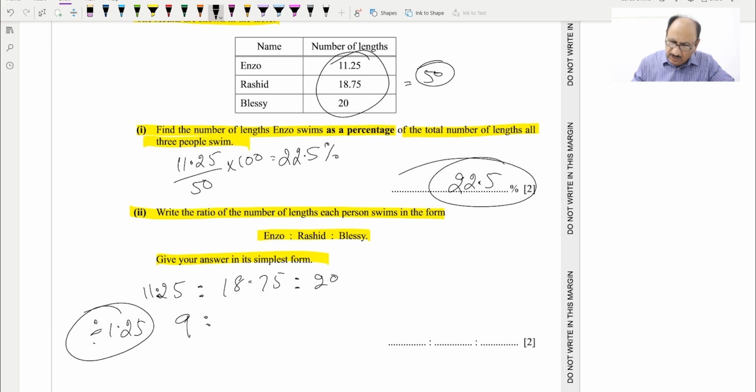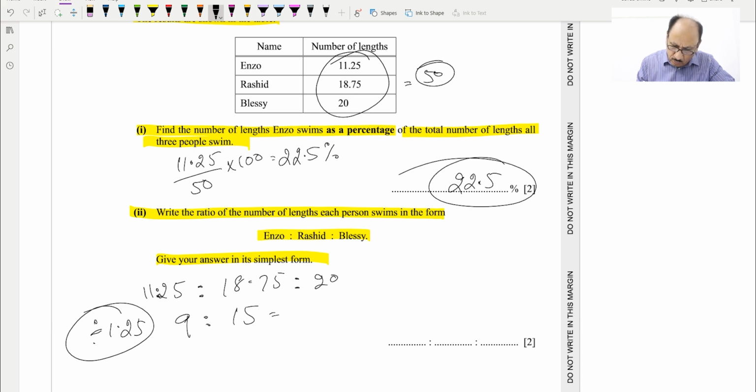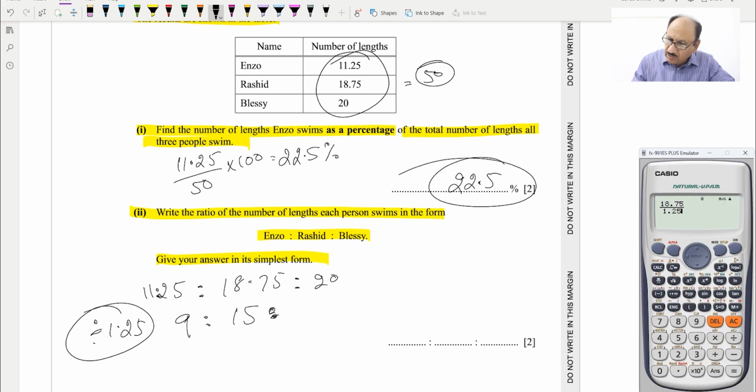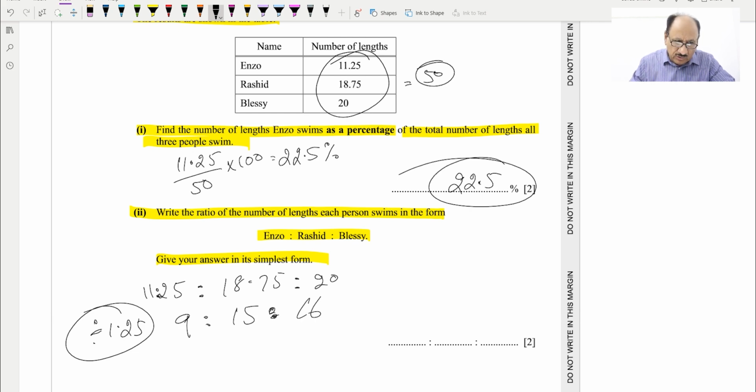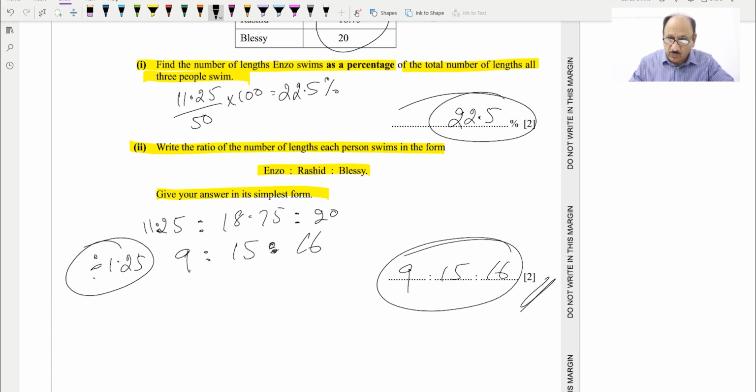The ratio, we can divide the same thing by 1.25, like this is 18.75. So we can write here 18.75 and divide by 1.25 will be 15, and then 20 also, 20 over 1.25 will be 16. So this will be the simplest ratio, 9, 15 and 16, and this is for 2 marks. Hopefully you understand this.